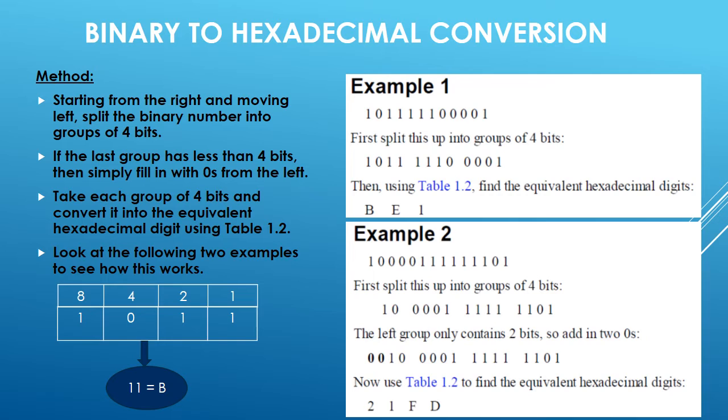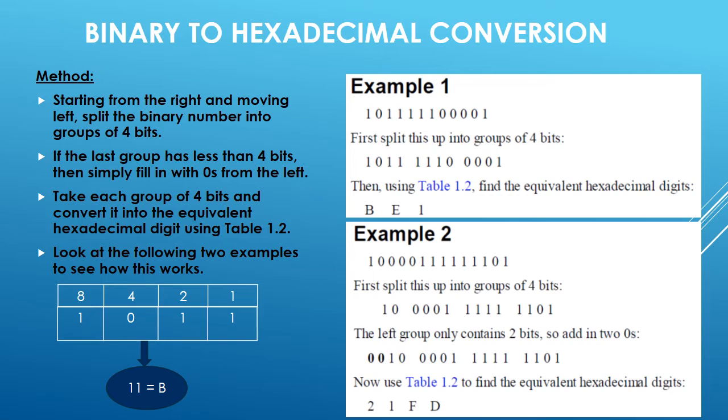For more clarity, let's solve another example. In this example, we are given a series of binary digits. First, we will split up this number into groups of 4 bits. So we'll start from the extreme right side. We got 1, 2, 3, 4 groups. At the extreme left side, the last group has 2 digits. So to complete this group, we will add 2 zeros at the start.